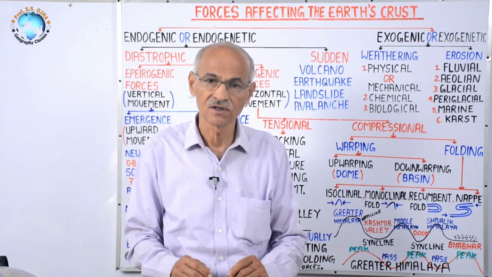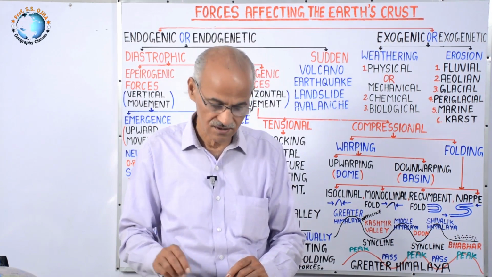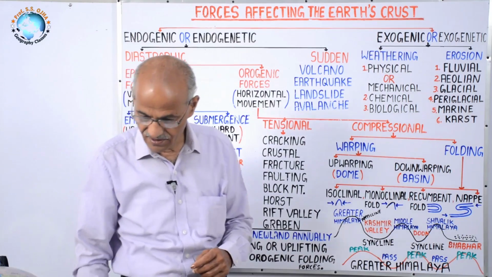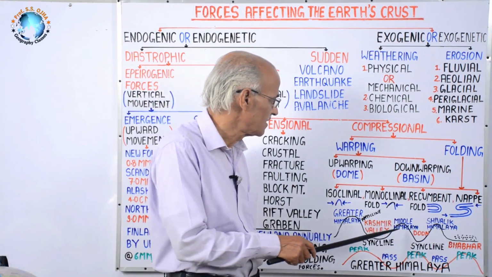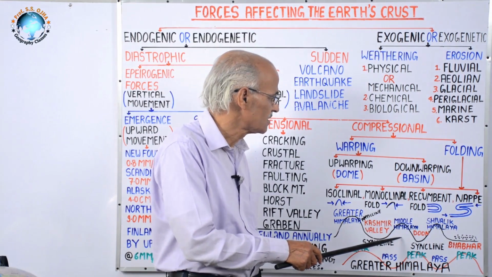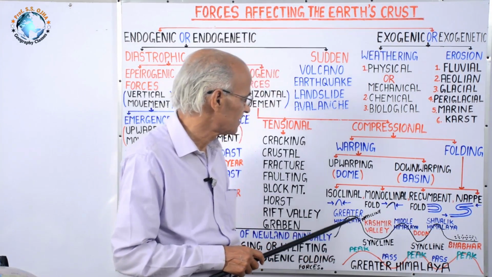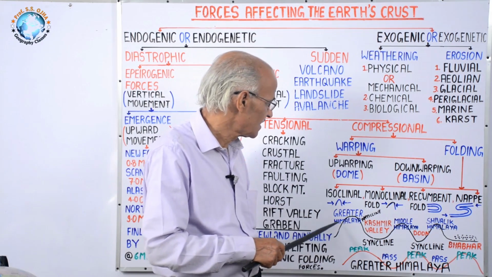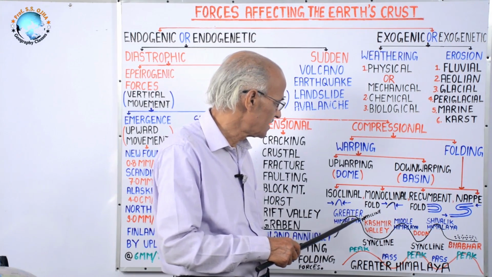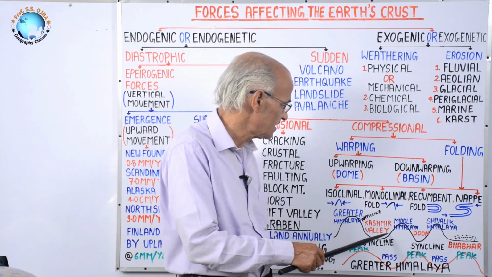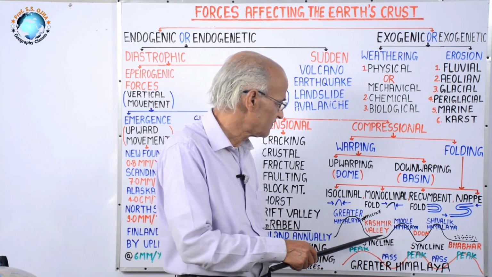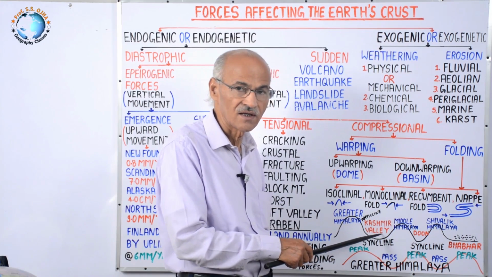Now you reach the Himalayan region. There is the Greater Himalayan range, this one, and to its south, the Middle Himalayan range, and to its south, the Shivalik Himalayan range. So the Greater Himalayan range is an anticline, and to its south this Kashmir Valley is a syncline. Kashmir Valley is a synclinal valley.